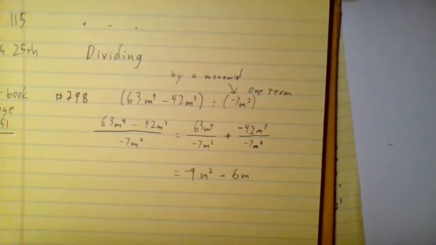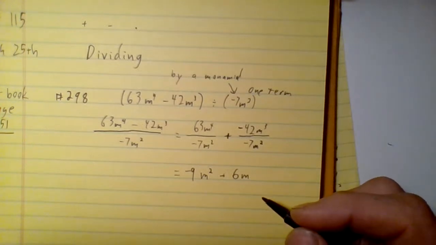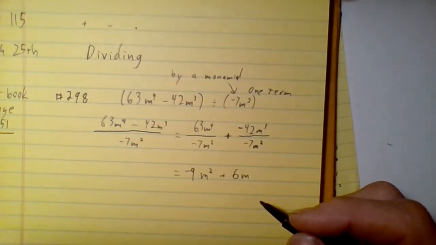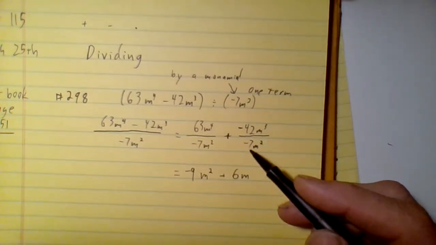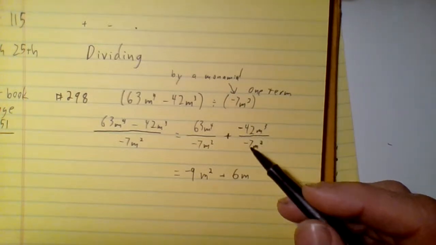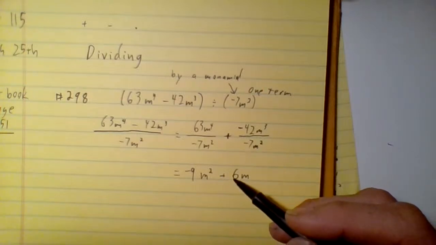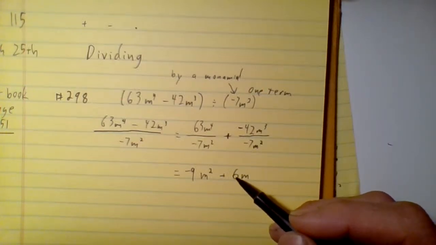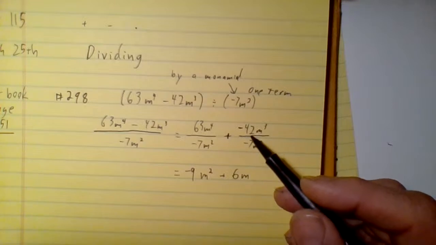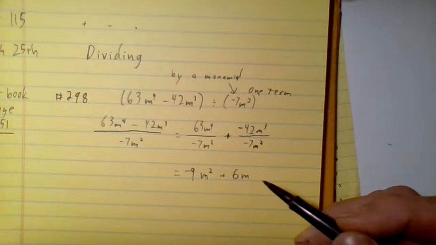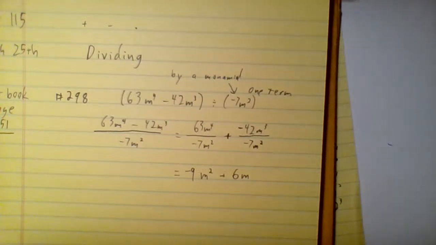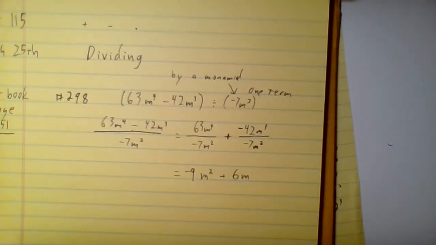Negative 9m squared plus 6m, what I ended up with there. Now, they don't always have to come out evenly like this. 42 over 7 came out to 6. Well, negative 42 over negative 7 came out to positive 6. If that didn't come out even, I could still have a fraction number here. And that doesn't really change the process much, but I want you to be aware of that. These are kind of coming out nice. That one is anyway.